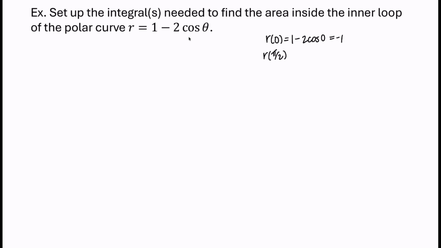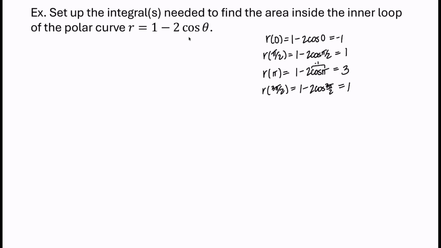If I substitute in pi over 2, I'm going to have 1 minus 2 cosine of pi over 2, which is 0, so I'm just going to get 1. If I substitute in pi, 1 minus 2 cosine pi, cosine of pi is negative 1. So it's going to be 1 plus 2, or 3. And then 3 pi over 2, that's going to give me 1 minus 2 cosine 3 pi over 2, which is 0. So 1 minus 0 is just 1.